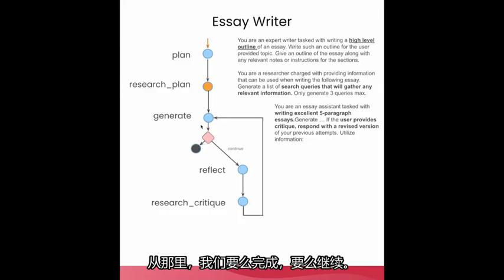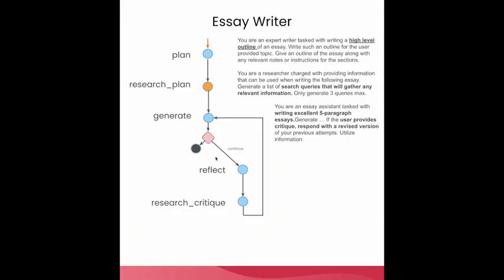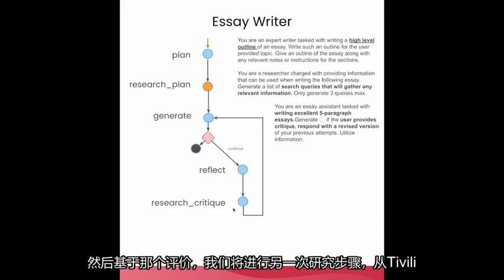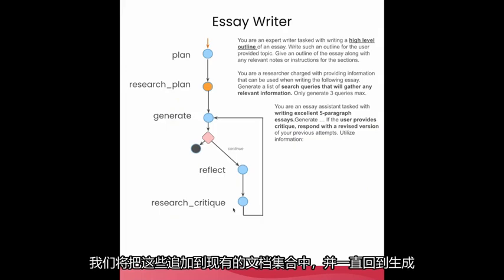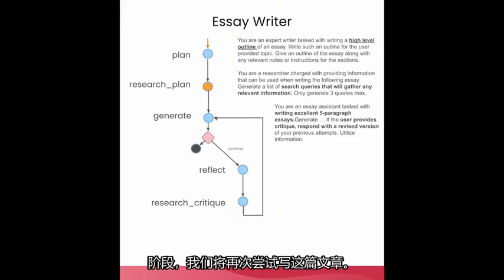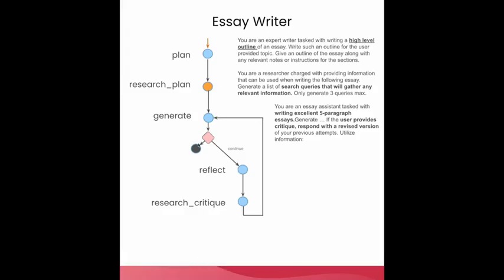the essay. From there, we're either going to finish or we're going to continue. If we continue, we're going to go into a reflect node where we're going to generate a critique of the current essay. Then based on that critique, we're going to do another research step with Tavily and get another set of documents. We're going to append those to the existing set of documents and go all the way back to the generate step, where we're going to once again try to write this essay. And we're going to continue this until some criteria is met and we exit. Let's see this in code.